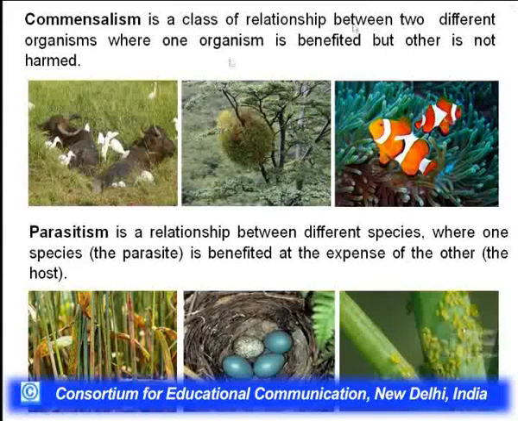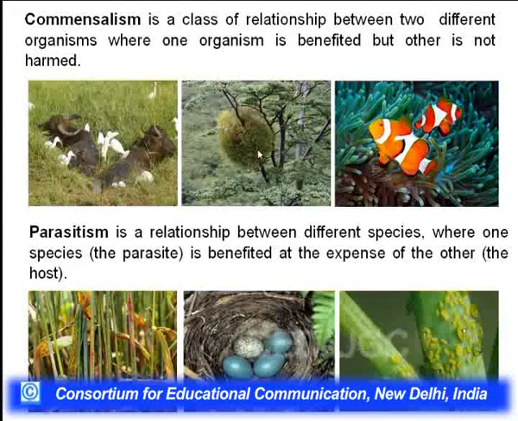You can see in this slide that there are some birds and buffalo. These birds are getting benefit from the buffalo because they get their food when the buffalo move around. And in another photograph, you can see here that there are epiphytes. Epiphytes are getting support from the other tree plants. However, tree is not affected here, while epiphyte is being benefited. And similarly, this fish is also benefited.